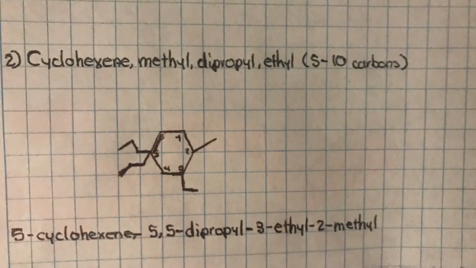Then the dipropyl, it would be the same as in the diethyl, but in this case, as they are on the 5 carbon, it would be 5,5 dipropyl. Then the ethyl would be on the third carbon and the methyl would be on the second carbon. So taking all this into account, the proper name for the second skeletal structure would be 5 cyclohexene, 5,5 dipropyl, 3 ethyl, and 2 methyl.